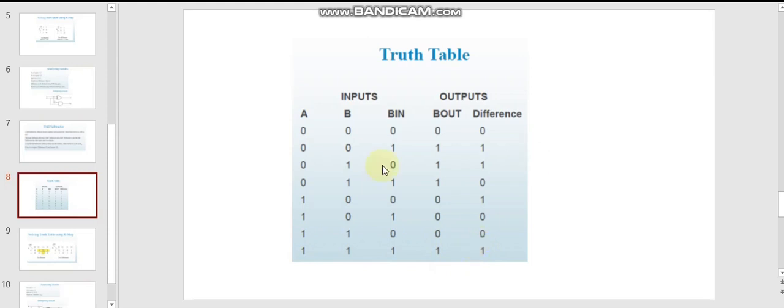Now I will implement this truth table into the Kmap. When we implement this truth table in the Kmap, we will get some logical expression, and from that we will construct the digital circuit. Now let us talk about the Kmap. Let us simplify this, implement this truth table in the Kmap.